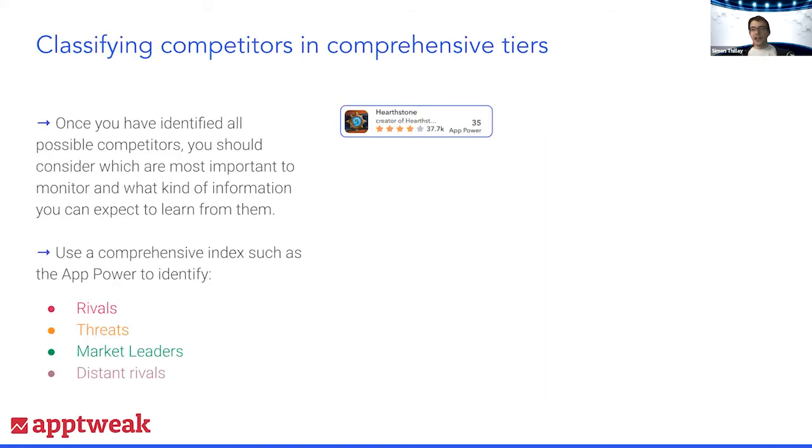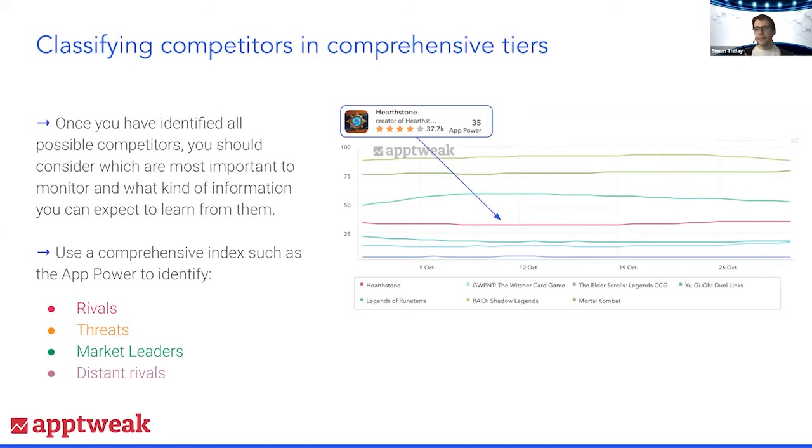Now, once you have a large list of competitors, the second step is going to be classifying them. You want to consider which are the most important competitors, and for each type of competitor, what kind of information you can learn from monitoring them. So I took the example of Hearthstone again to show you how we do it at AppTweak. We use a comprehensive index we've built, which is called the App Power, and which is based on category rankings and the weight we give to each category depending on the total amount of downloads this category is bringing to the App Store every day.